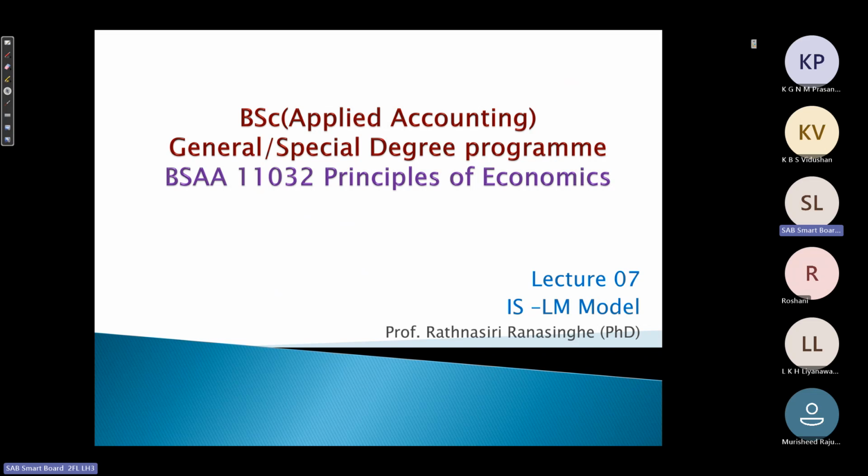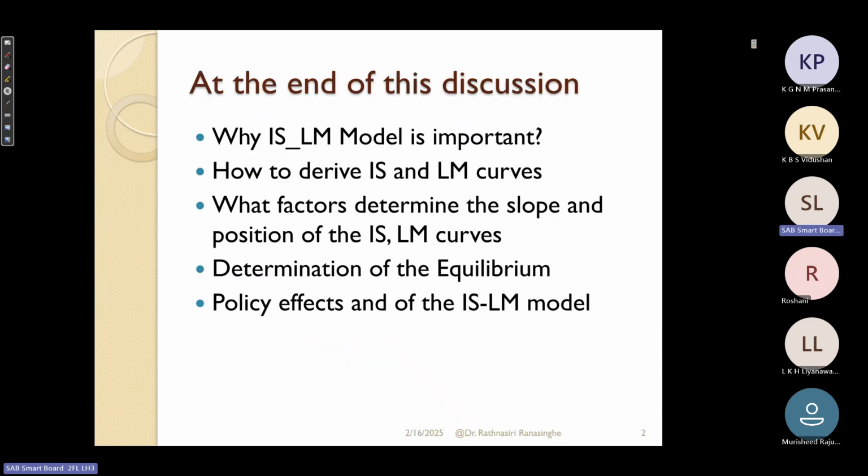So we are moving to the next discussion, that is the IS-LM model. We need to know about this also. This is the continuation. The IS and the LM model.